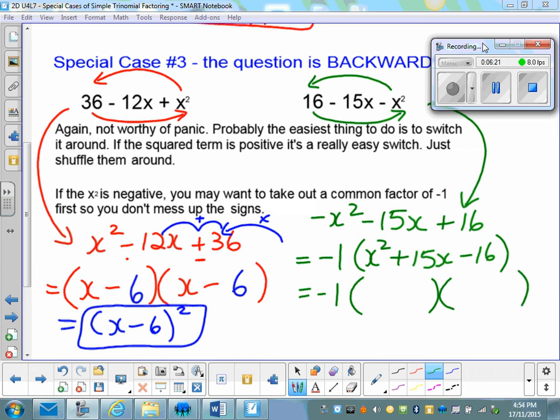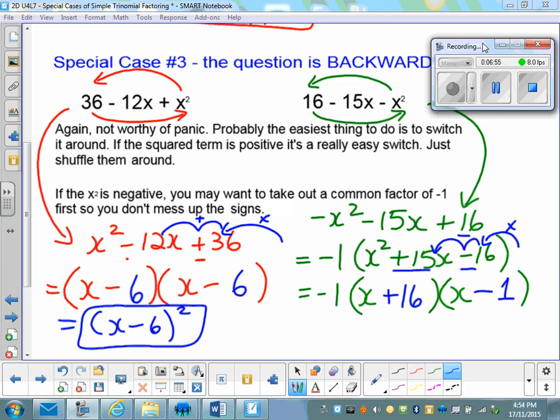So I've got my two brackets. I've got x and x. Remember, when this sign is negative, that means we've got a positive and a negative here. So I need two numbers that multiply to get 16 and subtract to give 15. So numbers that multiply to 16 and subtract to get 15, the only numbers that are going to work there are 16 and 1. And because this is a plus 15, we're going to get 16 for the positive and 1 for the negative.